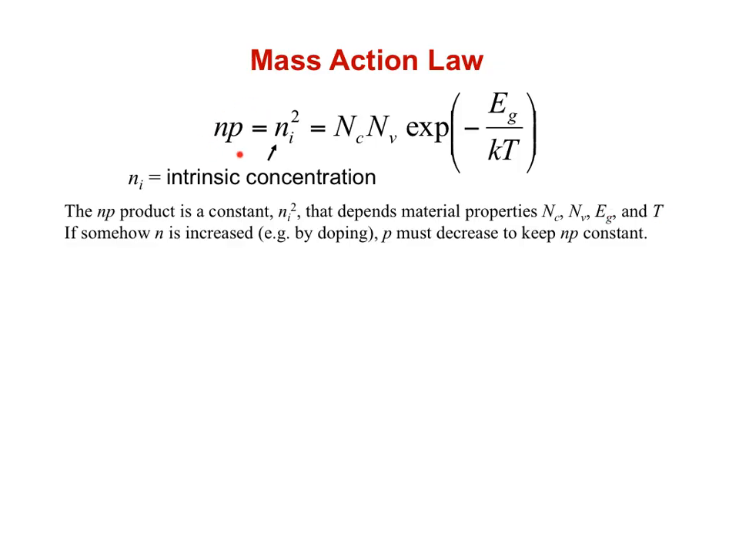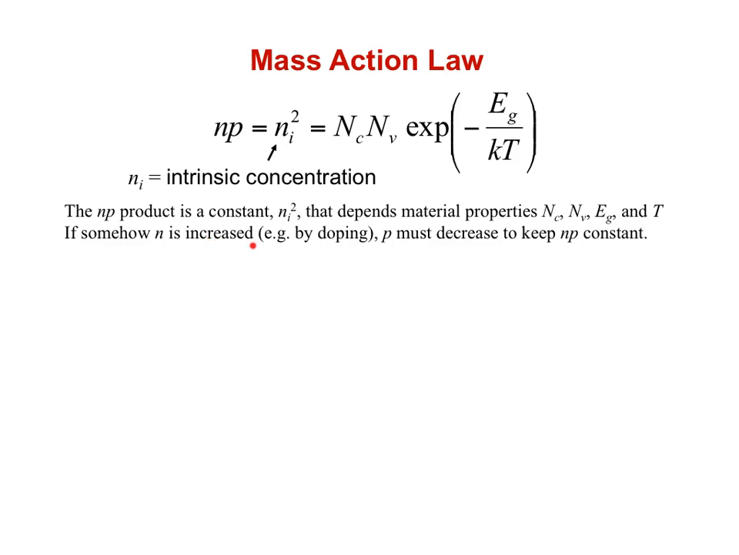We call this product the square of the intrinsic concentration because when n is approximately equal to p, both n and p are equal to the intrinsic concentration. Even when n is different from p, for example by doping, the product n times p is always a constant.